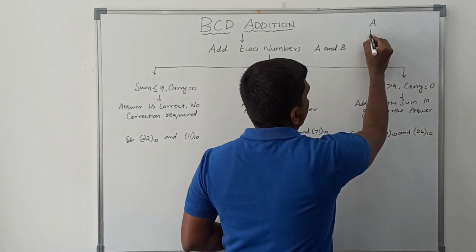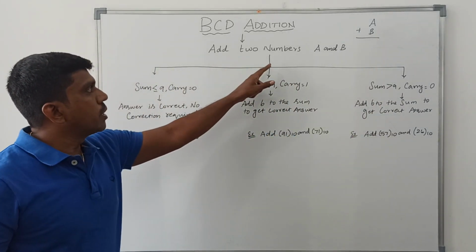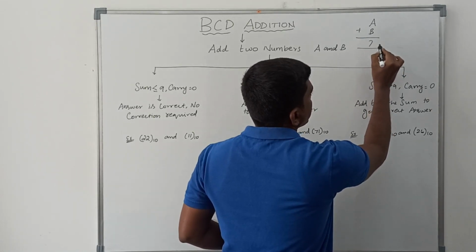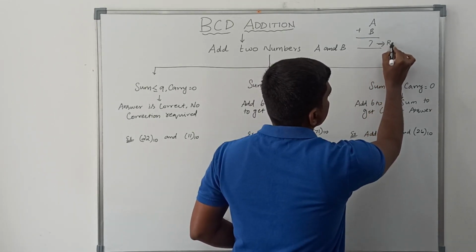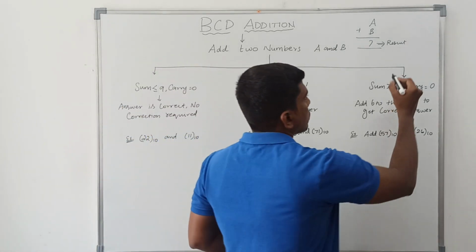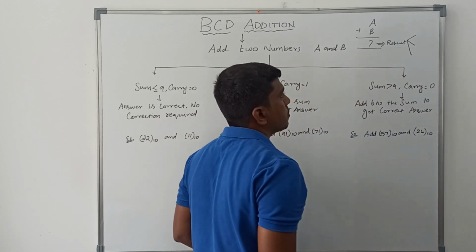Let me consider two numbers, for example, A and B. Let me add two numbers A and B. After addition, it produces some result. It may produce three possible results.